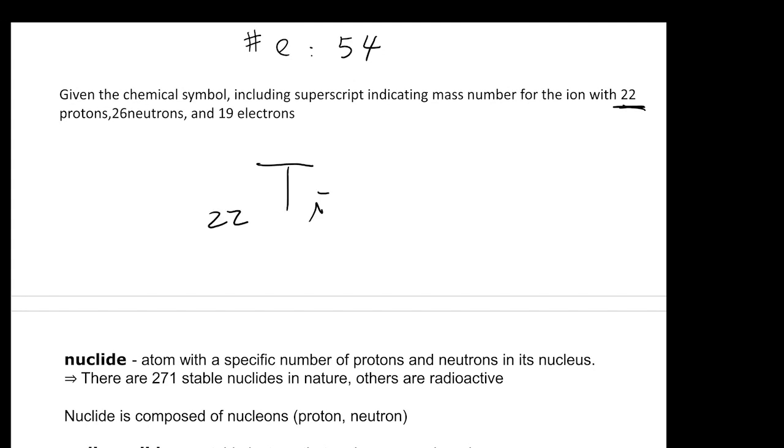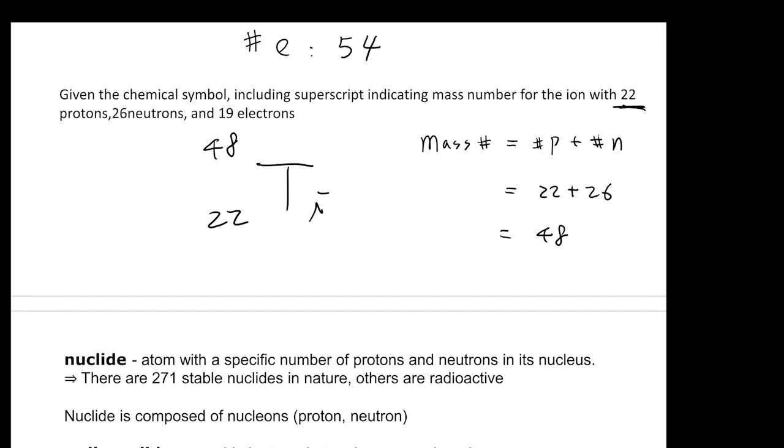What is the mass number? We know the mass number is just the sum of your protons and neutrons. The protons you have are 22. The neutrons you have are 26. Therefore, you get 48, right? So you put 48 on the top left corner.